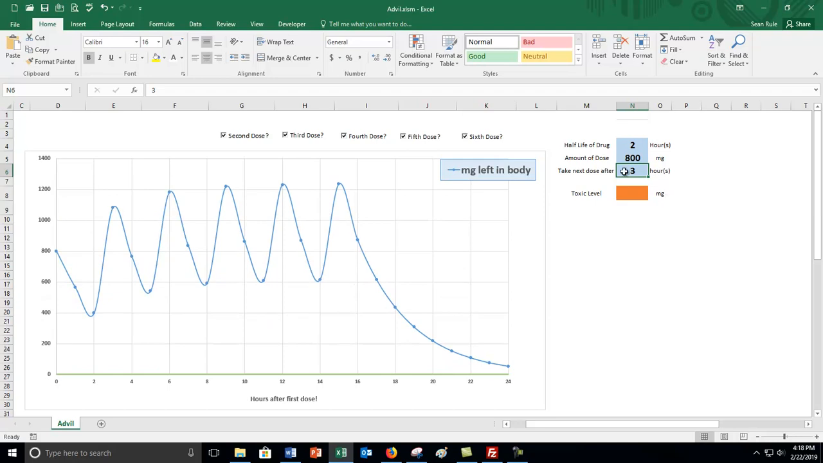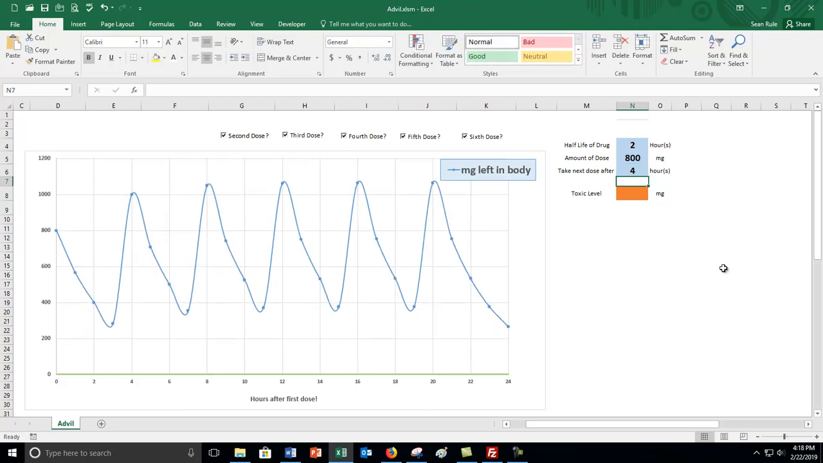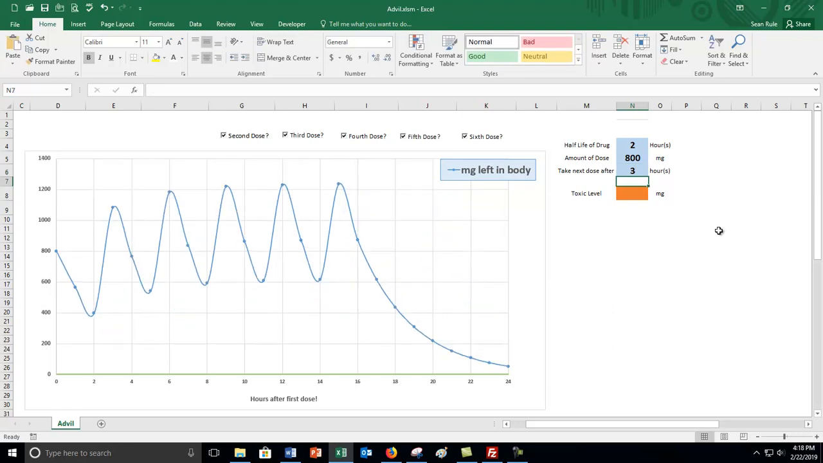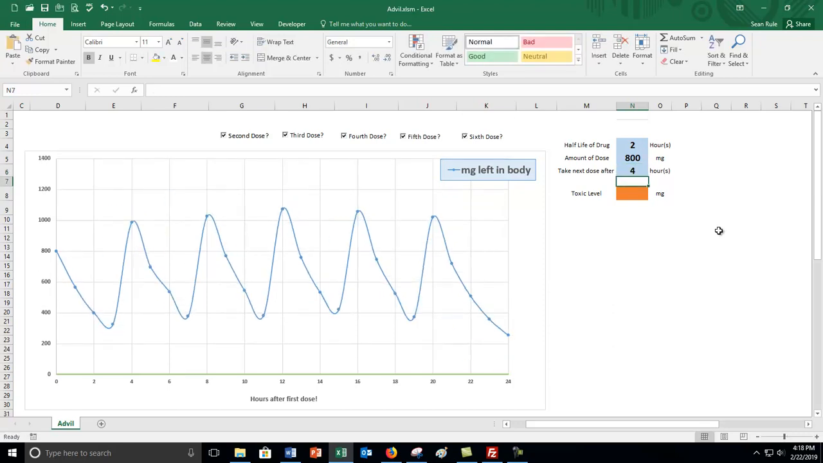And what's really fun is if you mess with taking the next dose after, say, 3 hours, you change it to 4 hours. What's that going to look like? Now look at the difference in the shape. Look at the difference in the shape between that and that. And it's just so cool.